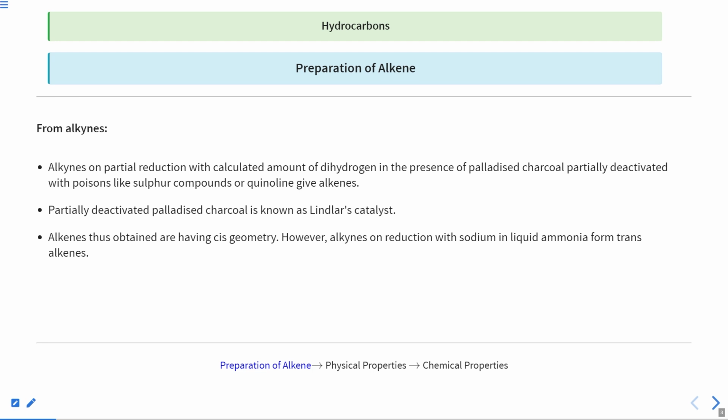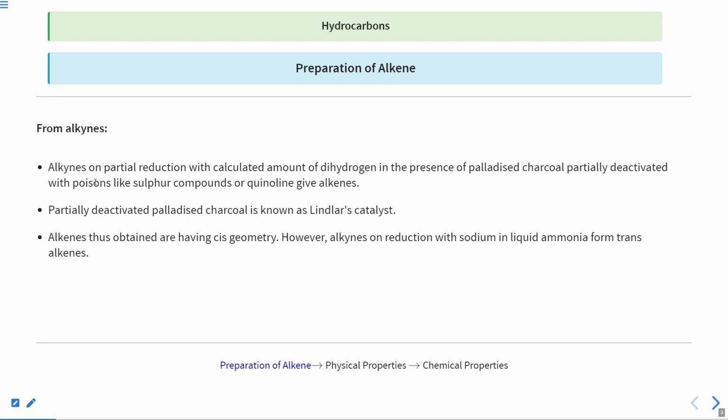Why don't we do the full or complete reduction? When there is a complete reduction, it converts your alkyne to alkane. It does not stop at the double bond, it goes to the single bond. So that is the reason we do the partial reduction to go up to the double bond. And for that we take a calculated amount of dihydrogen, and then in the presence of pelletized charcoal, which is partially deactivated with a poison sulfur compound.